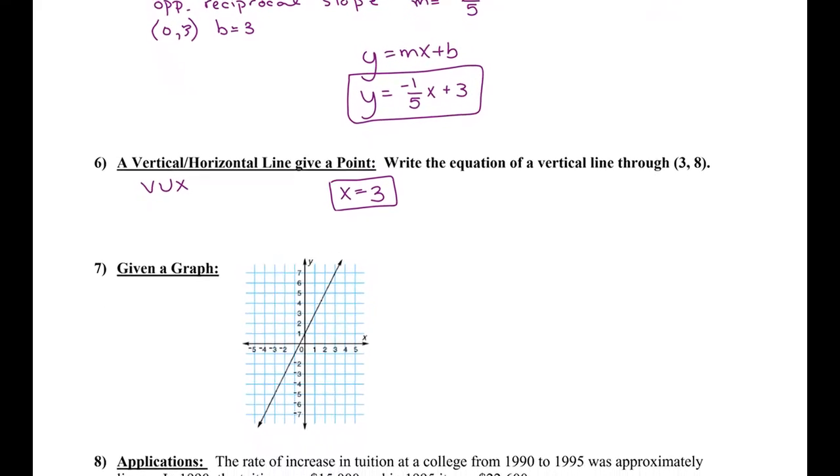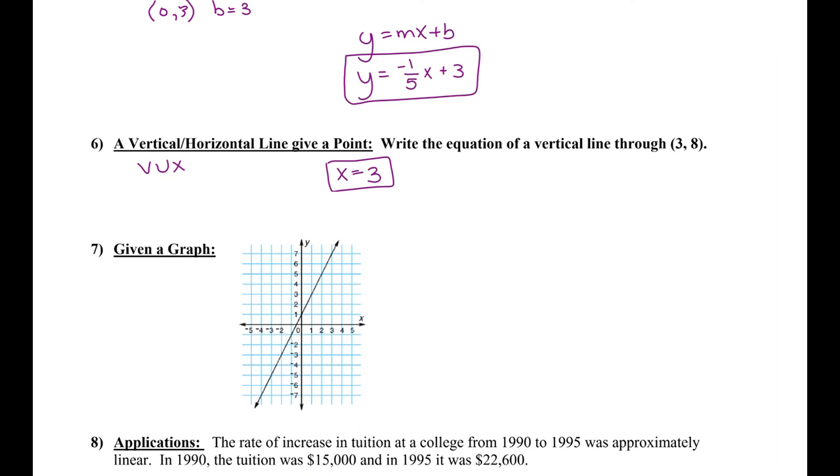The last example we're going to go through together is example 7, given a graph. So the first thing you need to identify is the y-intercept, which is where it crosses the y-axis. Then we need to find the slope, so I need to find how high do I rise and run over, rise and run over. This should be a repeated pattern, so we should have found that our y-intercept was at the point (0, 1), so b equals 1. And for our slope, we go up 2 over 1, so I have a slope of 2. If I plug this into my equation for slope-intercept form, I get y equals 2x plus 1.